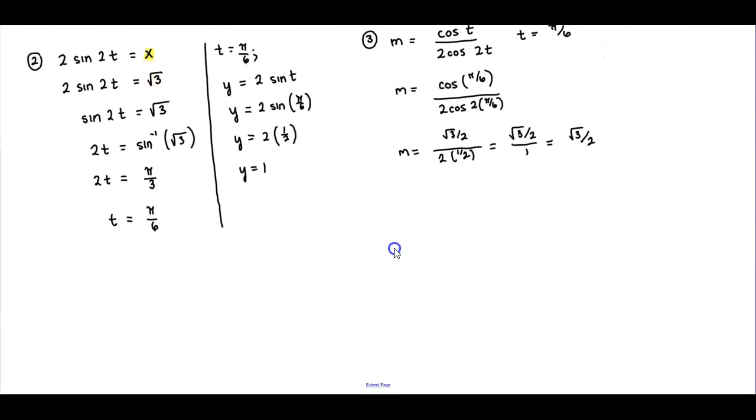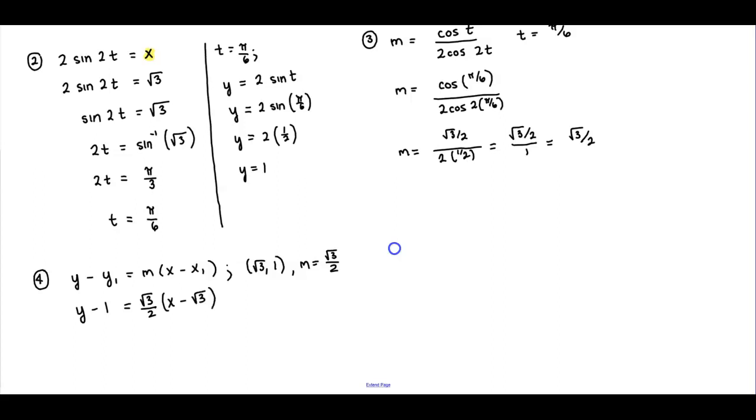So now what we want to do in step number 4 is find what that line is. Well, we know that we want to use the point-slope form: y minus y1 equals m times x minus x1. We know that our point is (square root of 3, 1), and we know that our slope is the square root of 3 over 2. So let's plug that in. We have y minus 1 equals the square root of 3 over 2 times x minus the square root of 3. Okay, so there is our line.